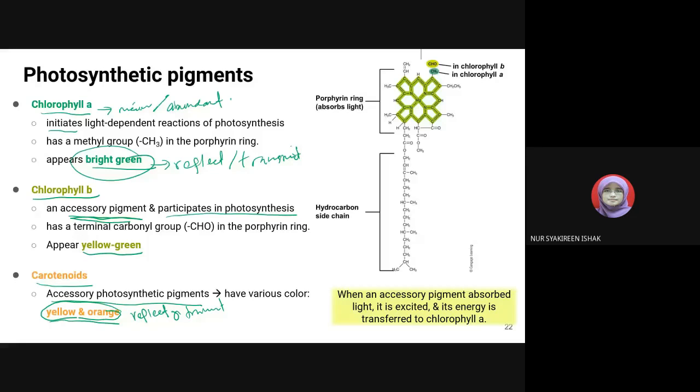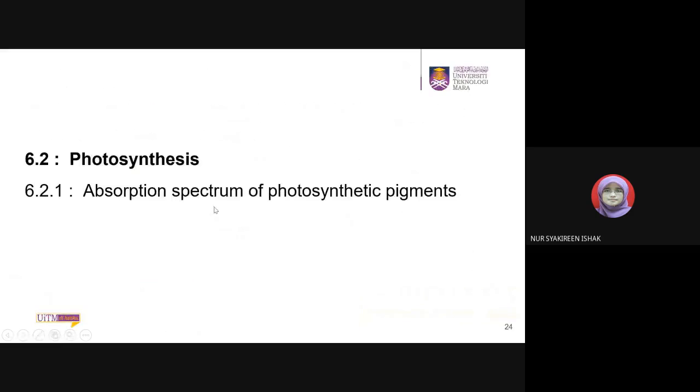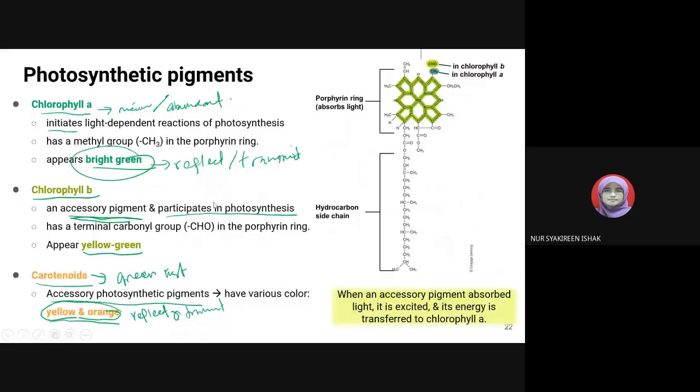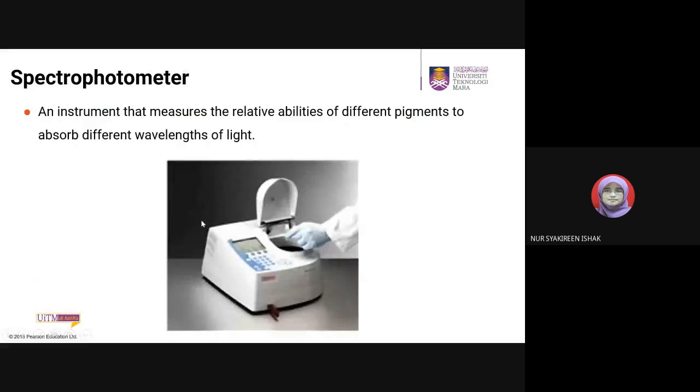So maksudnya for carotenoids, adakah dia akan absorb green light? So carotenoids akan absorb green light. Okay, so tengok dekat light spectrum lah, nanti kita tengok yang dekat sini. Okay, so kat sini kita ada satu instrument, we call it a spectrophotometer. It is an instrument that measures the relative abilities of different pigments to absorb different wavelengths of light. So ini awak kena ingat spectrophotometer.